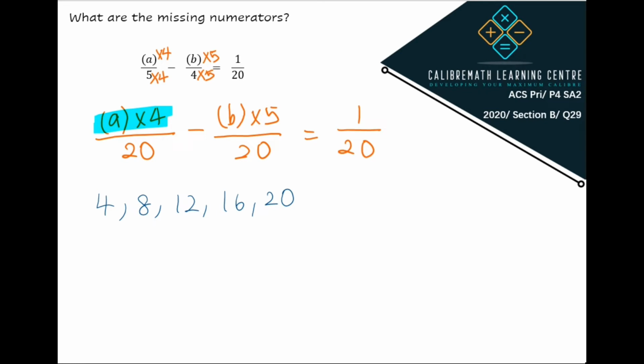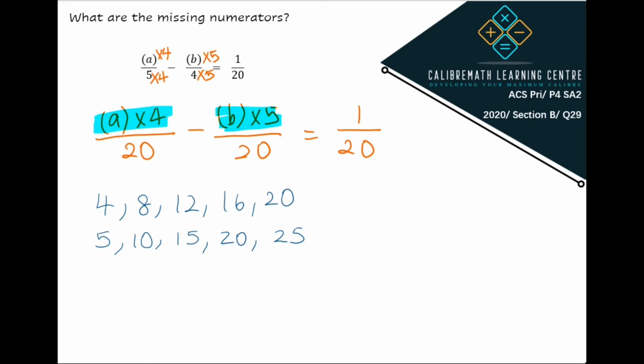Okay, and then for the second numerator over here, since we have the original number multiplied by 5, this is also trying to tell us that the number is actually a multiple of 5, and it appears in the 5 times table. So let's list out the numbers in the 5 times table. We have 5, 10, 15, 20, and 25.